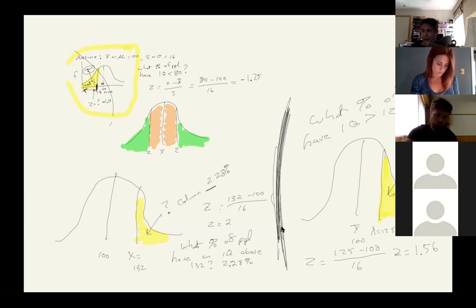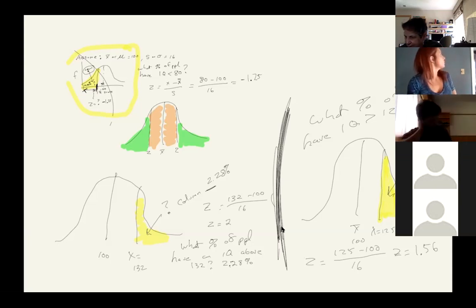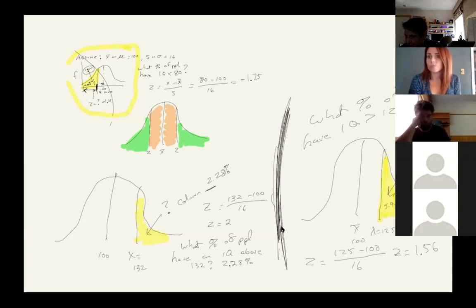And then in order to find out the percentage of people that are above the score, away from the mean, I need to use that third column, the area beyond Z. Again, I'm using that same column. 5.94%. You got it right. So the answer is 5.94%. This area down here is 5.94%. So what percent of people have an IQ greater than 125? 5.94% do.